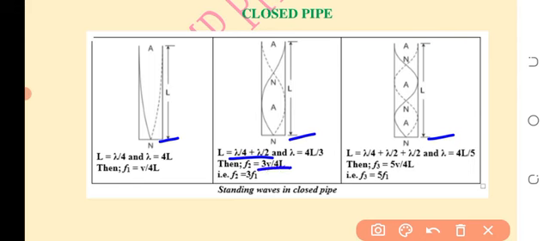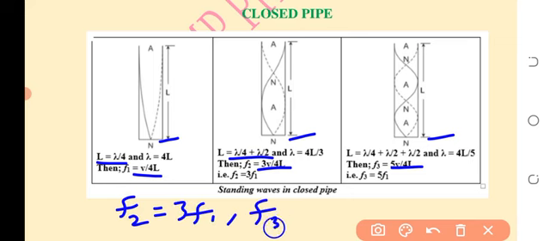In the first harmonic, we have this expression mathematically, since our L, the length of the pipe, is equal to lambda over 4. And in the third harmonic, we also have this expression. Now if you look at this expression very well, the relationship between this harmonic series of a closed pipe will go like this: our F2 will be equal to 3F1, while our F3 will be equal to 5F1.